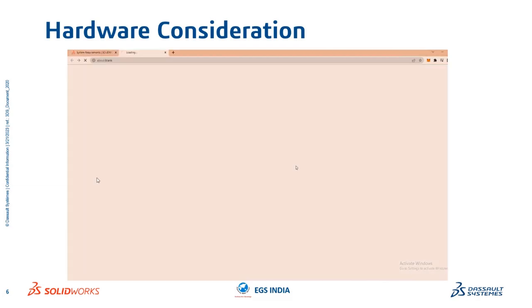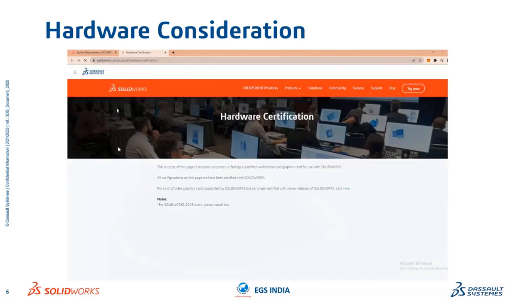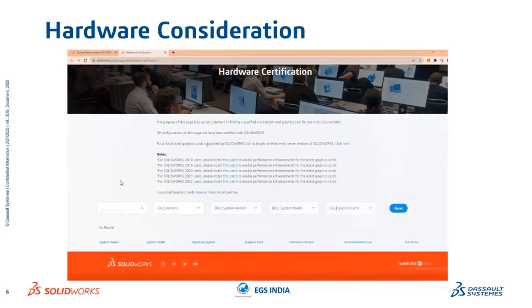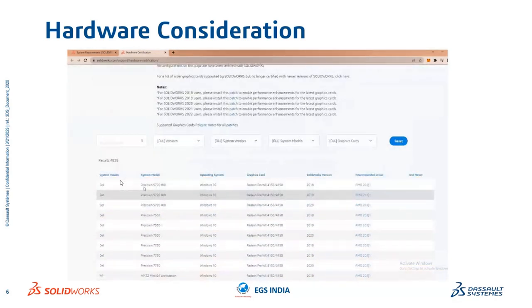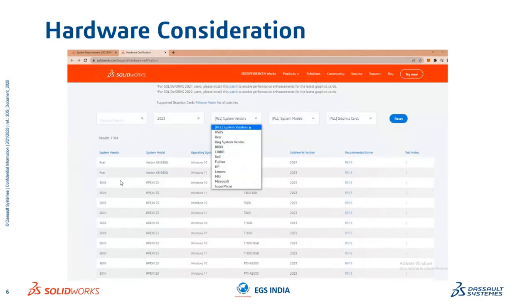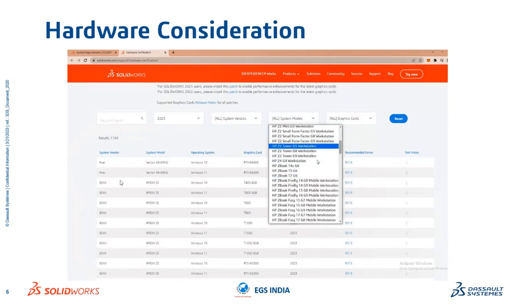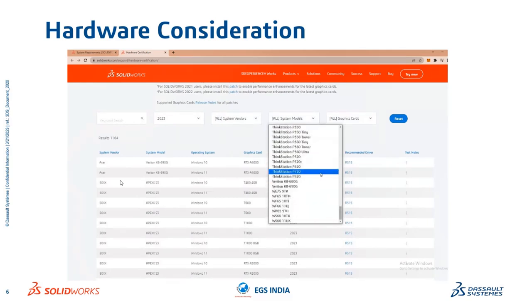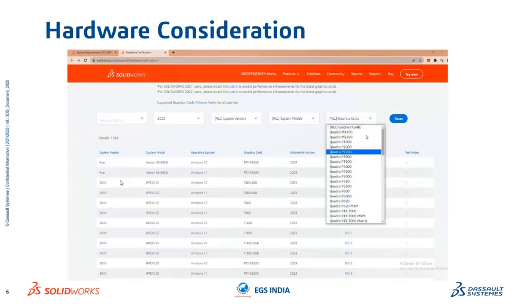Here you can see how we can choose the hardware. In this hardware certification page, we can choose which versions of SolidWorks we are using, the system vendors, and, related to the particular system vendor, which system models have been tested and certified. Here I'm choosing the system vendor, system models, and finally the graphics card. So based on your needs, you can choose from here and set up your systems for better performance.